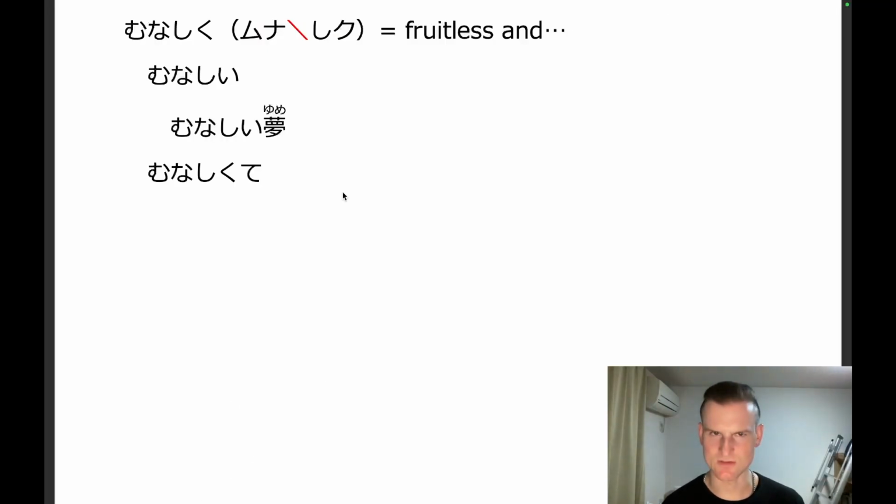Okay, next we have munashiku. We already looked at this up above. This is just from munashi, right? Empty, void, fruitless, whatever it might be. And it's in the conjunctive form. So it's "fruitless and something, something, something."